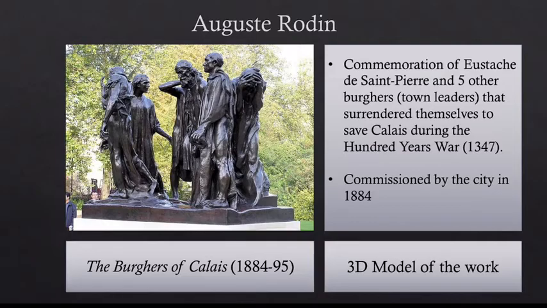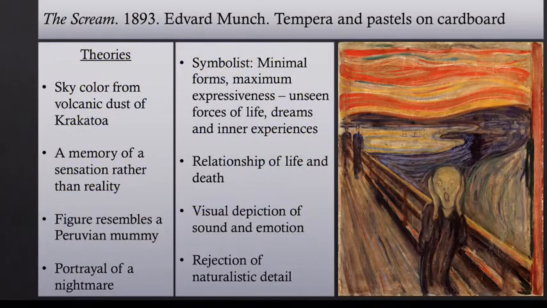Moving forward, note how quickly styles are changing. Here's one of the more famous works in art history. It's The Scream by Edvard Munch. The sky is this crazy, almost unrealistic color. For Munch, this is a nightmare. It's a portrayal of sound and emotion, and it's a rejection of these natural details that we've seen in the past. The figure itself resembles a Peruvian mummy, which these Peruvian mummies were being discovered. It's almost like a primal scream, I believe, is how it's been described in the past.